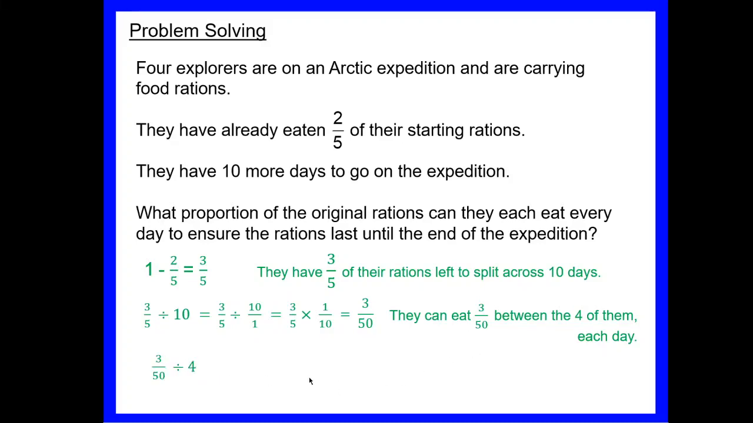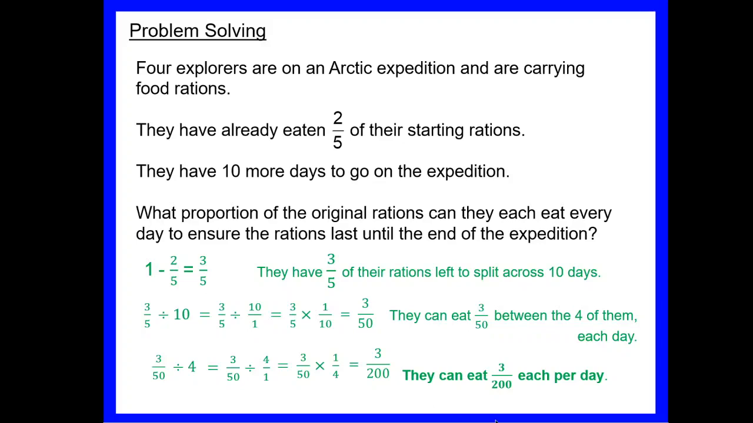Again, let's turn our integer into a fraction first of all. Then we can keep, swap and flip. So keep the 3/50ths, swap the symbol, flip our 4/1 to 1/4, and now we can multiply. 3 times 1 is 3, and 50 times 4 is 200. So they can eat 3/200ths each per day.